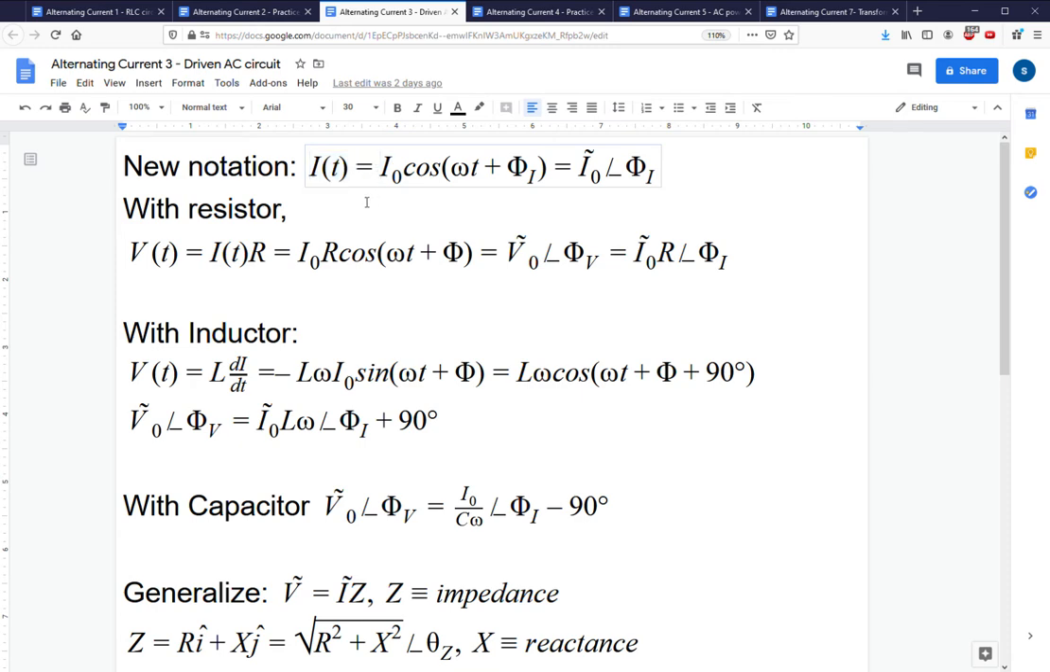In alternating current, current and voltage are both sinusoidal. They're both described by a sine or a cosine. And sine and cosine are the same thing, just shifted from each other. So the most generic way we can describe current in an AC system is current is equal to some I naught, this is the amplitude of the current. In other words, it's the maximum value that the current will ever reach, times the cosine of omega t.